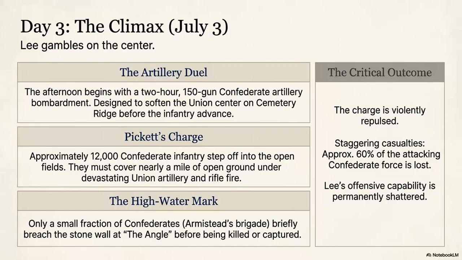The critical outcome is absolute. The charge is violently repulsed. With roughly 60% of the attacking force lost to staggering casualties, Lee's strategic offensive capability is permanently shattered.